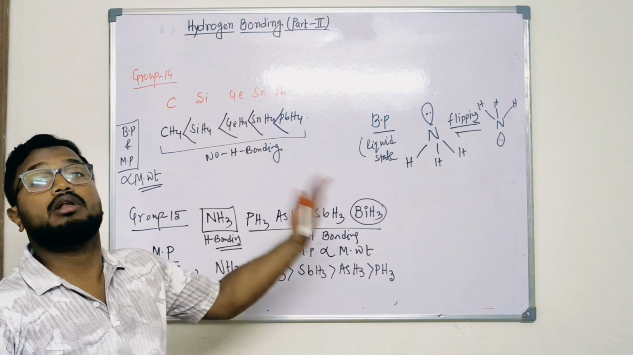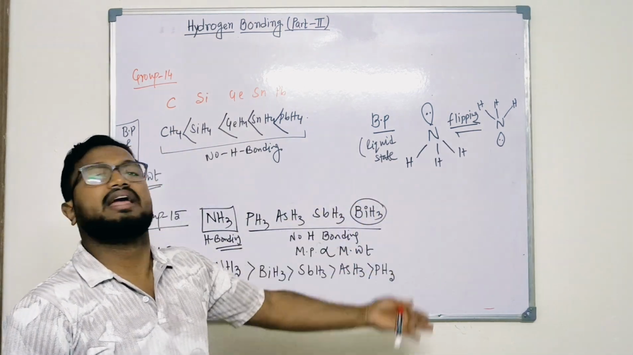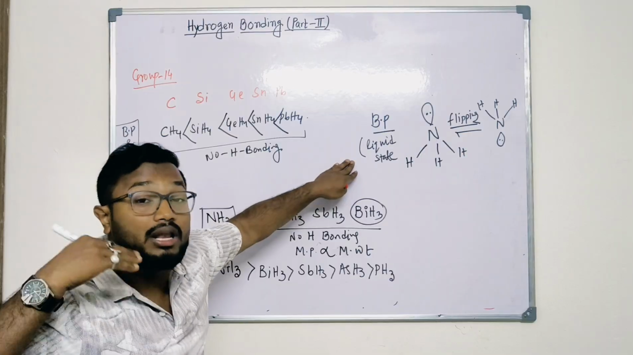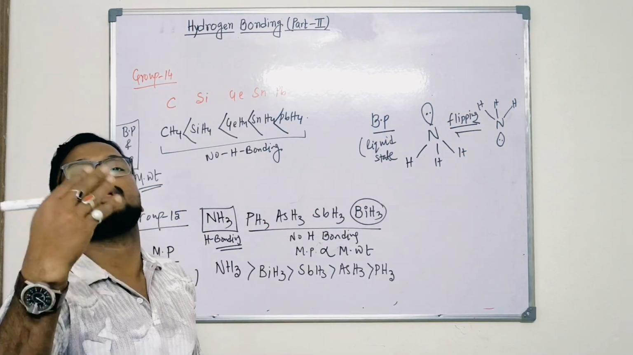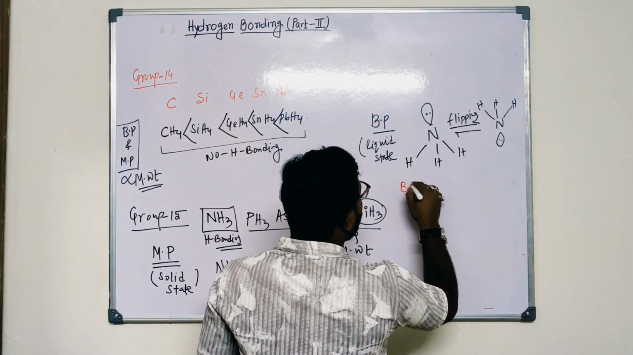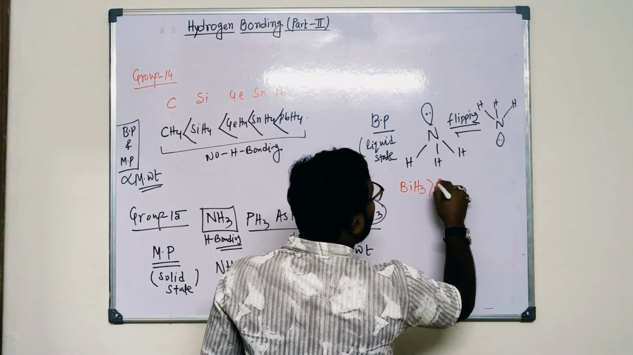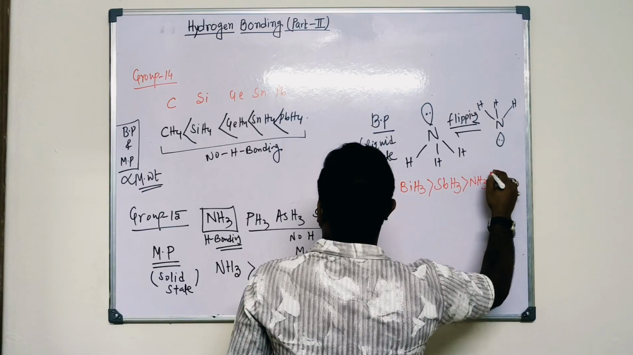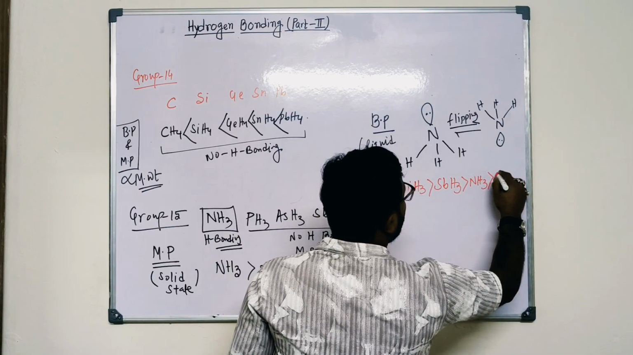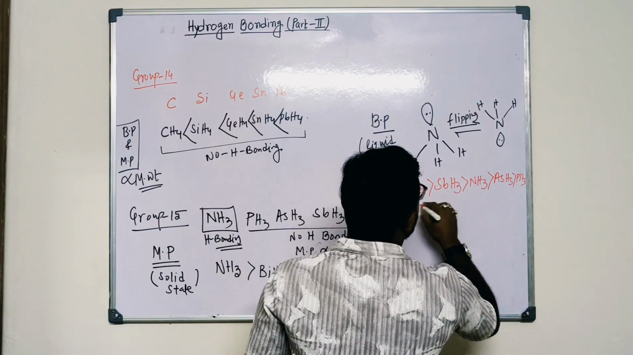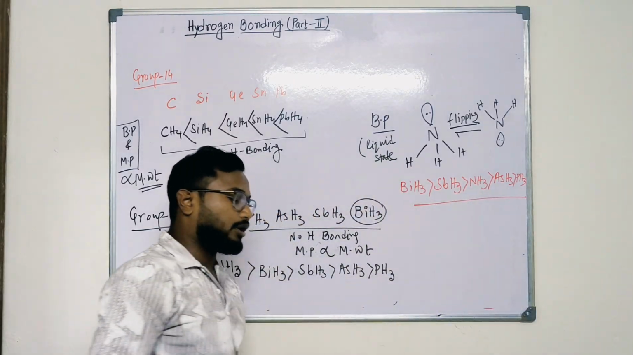Here, molecular weight will overtake NH3, or you can say molecular weight overcomes the hydrogen bonding effect. So what will happen? Highest will be BiH3, then SbH3, now NH3 will come. After NH3, as usual, AsH3, and at last PH3. So this is going to be the boiling point order.